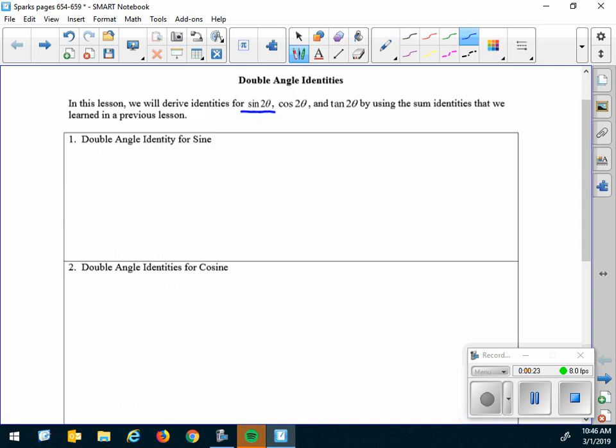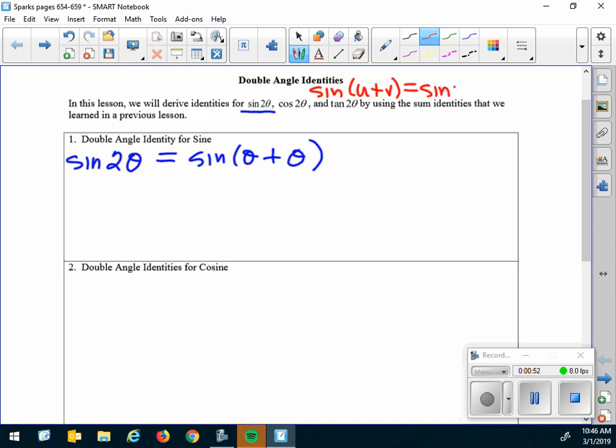There is a formula for sine of 2 theta. The first thing we've got to do is figure out what the formula is, and you're going to see where it comes from. I know theta plus theta is 2 theta, right? So I'm going to rewrite this as sine of theta plus theta. Oh, but I know a formula. I know that the sine of u plus v is sine u cosine v plus cosine u sine v. So I'm going to use that formula.